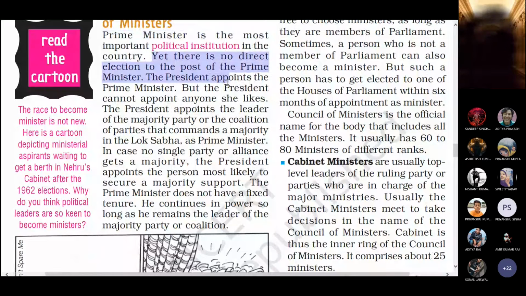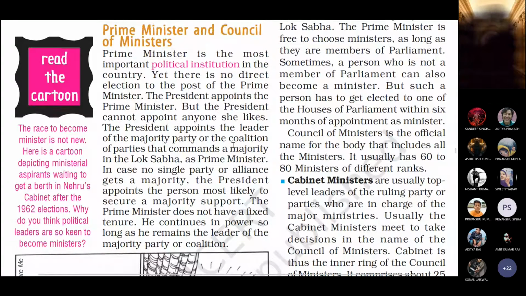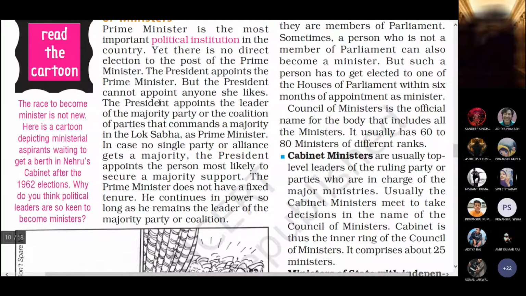Yet there is no direct election. Students, this question always comes in your test, in your examination. Last year it came, so mark it as important. There is no direct election for the Prime Minister. Why? Yet there is no direct election to the post of the Prime Minister. The President appoints the Prime Minister, but the President cannot appoint anyone she likes.